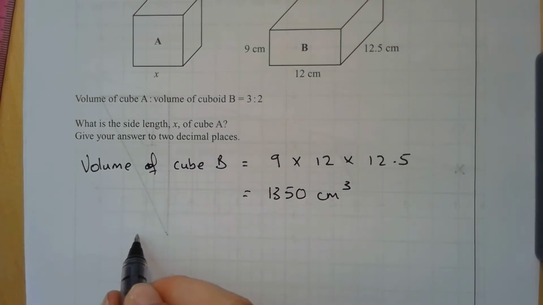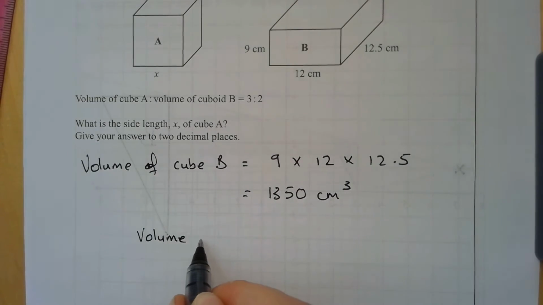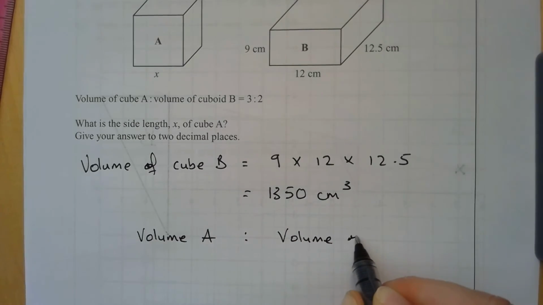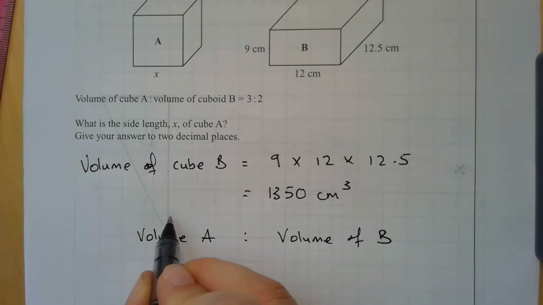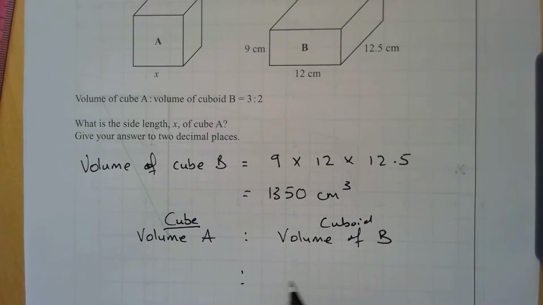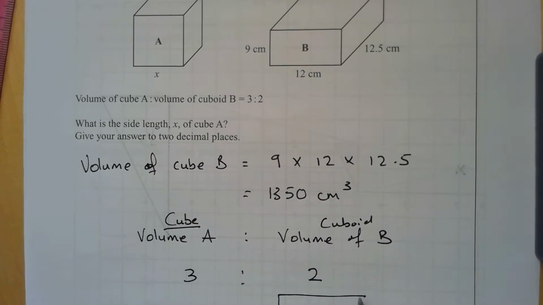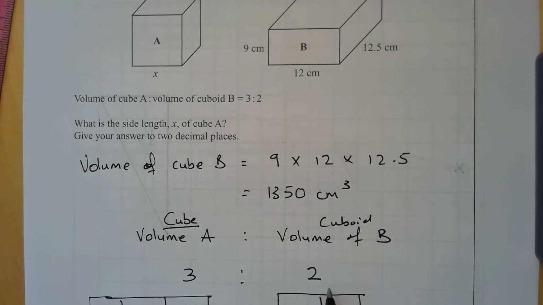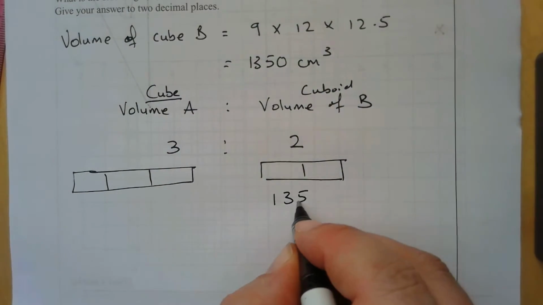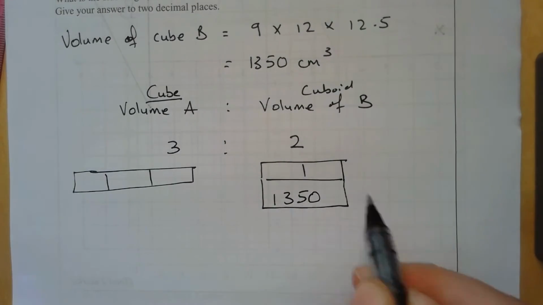And then we know that the volume of cube A is in proportion to the volume of B, and this is a cube. This is important later on, and this is a cuboid. And we know that it's in the ratio of 3 to 2. So we can say that there are 2 boxes here, and there are 3 boxes here. We know that the volume of cuboid B is 1350, so the total of this is 1350.